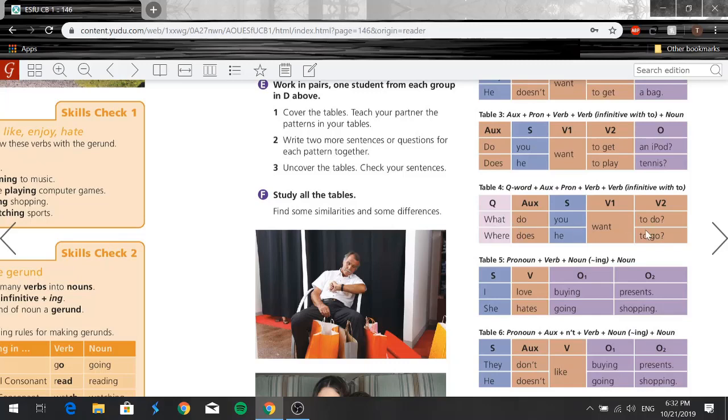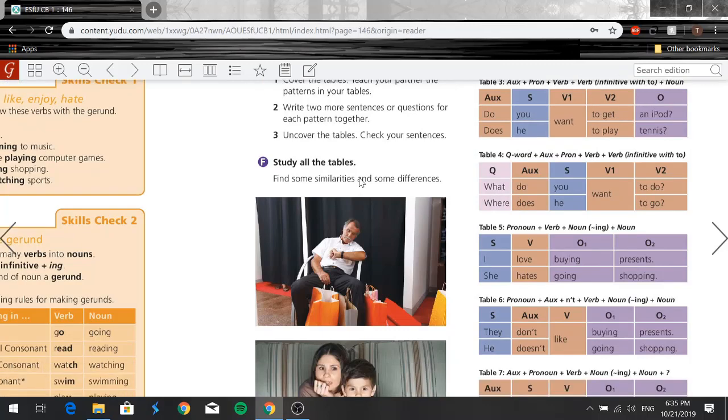So what do you want to do? I could also say, what do you want from me? And I could also say, where does he want to be, right? All of these are different examples of question words, okay? And then we have table 5: pronoun, and the verb and the noun, adding ing, by the way, and the noun after that, noun too.